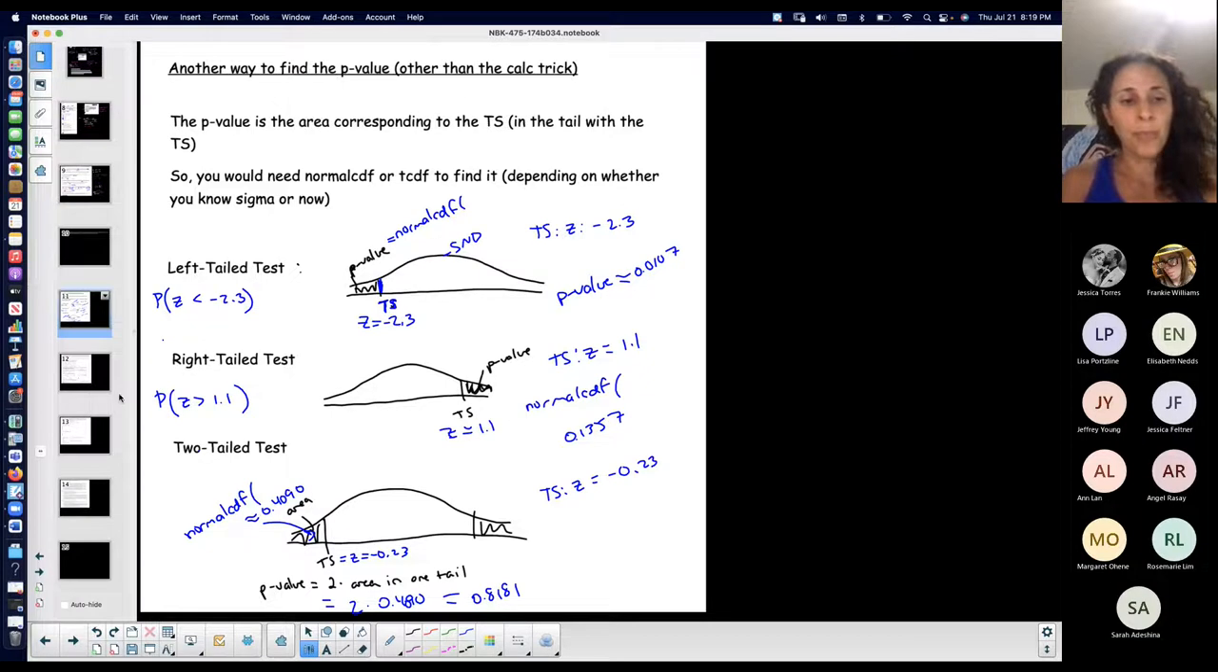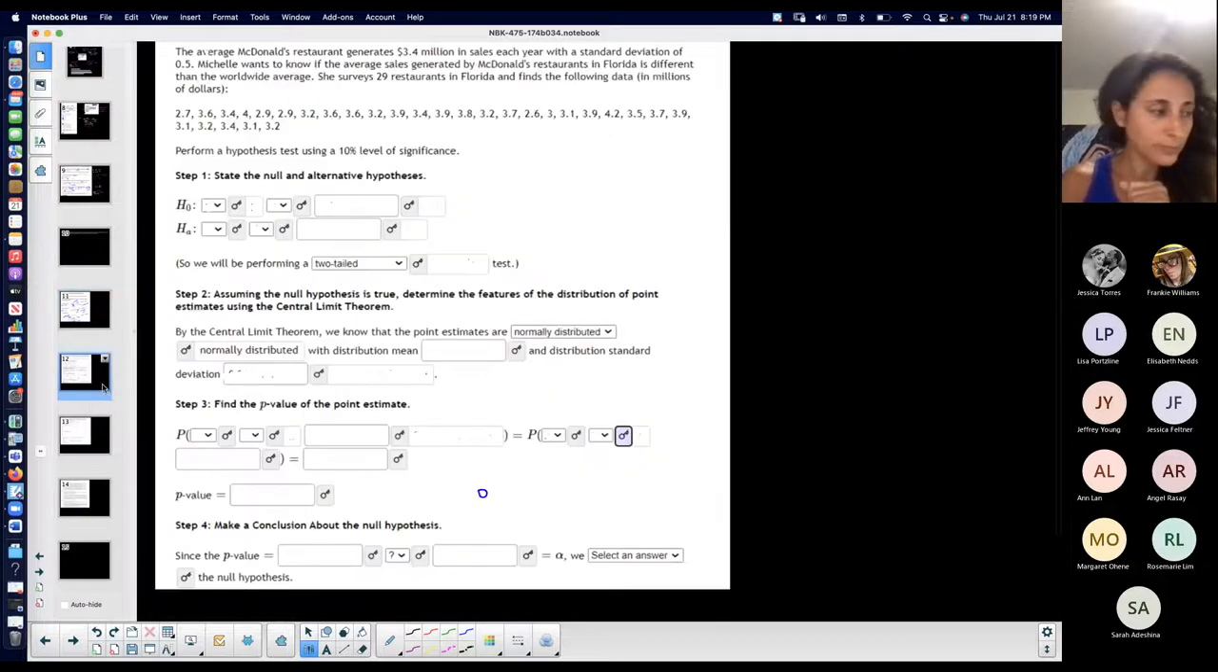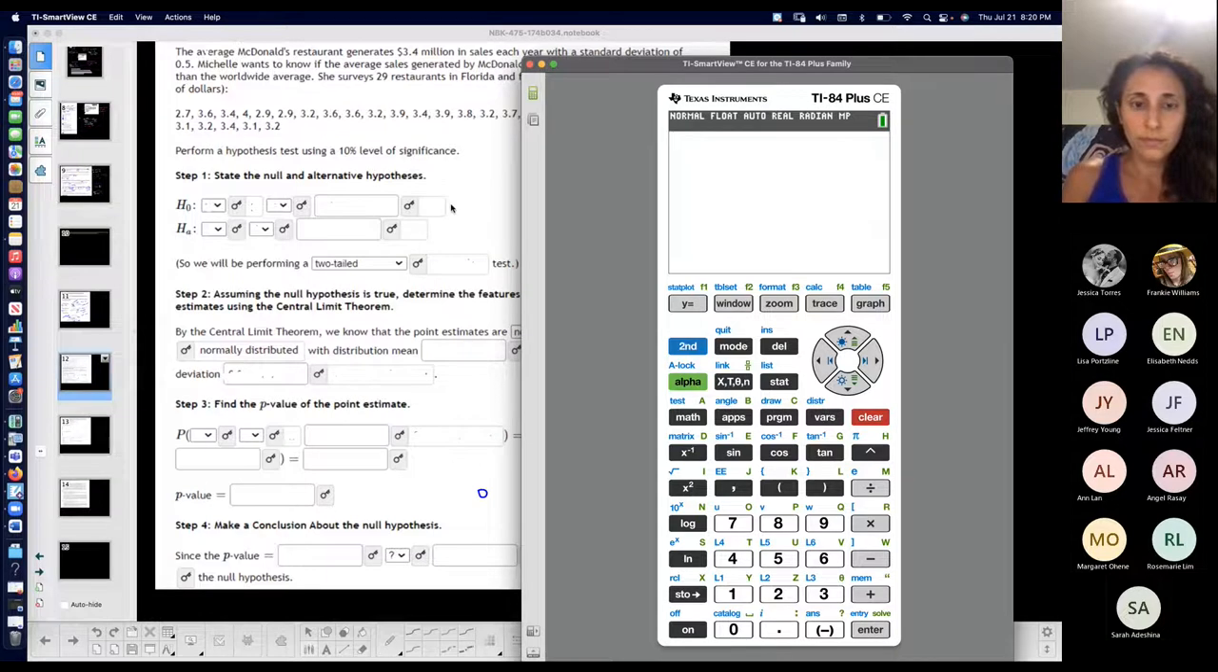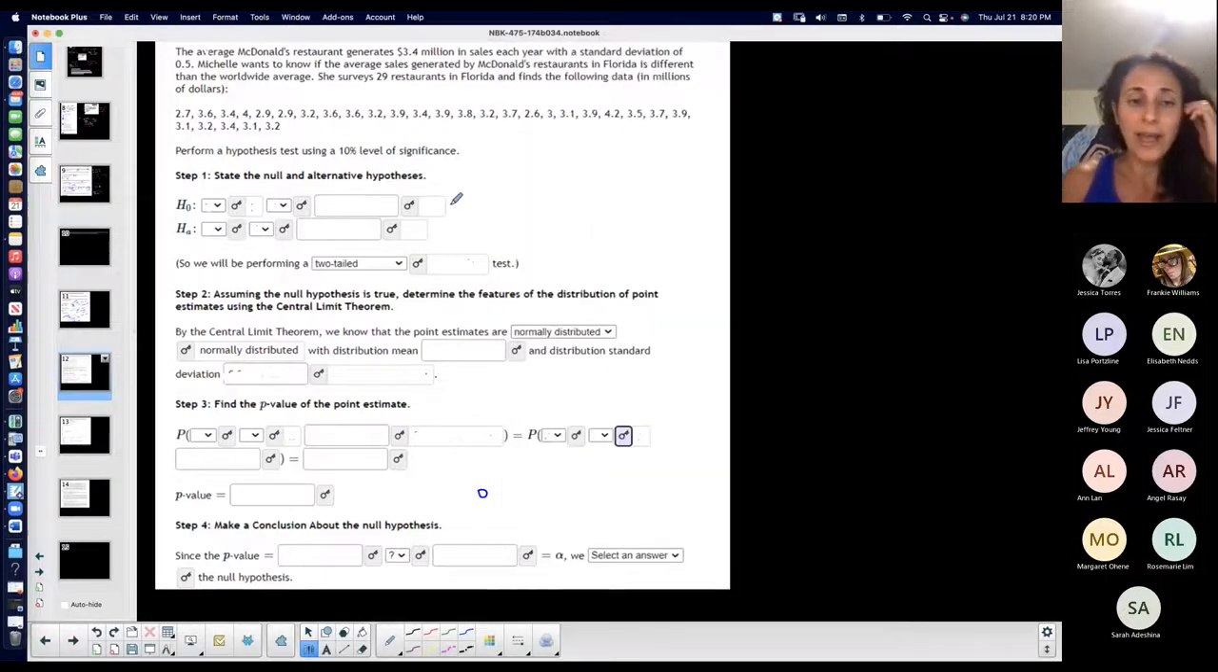So, knowing that, I'm going to come back to this problem, which we already input our values for. Let's read it and see what we get. The average McDonald's, I'm going to use blue.